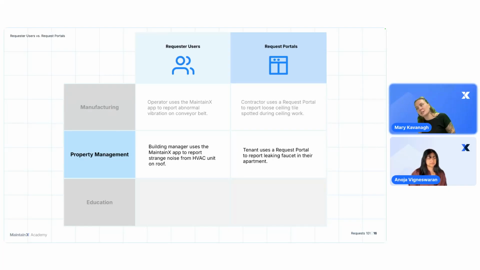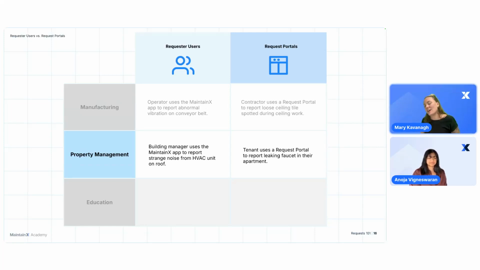Getting into property management, a little different here. A requester user, maybe your building manager, uses the MaintainX app to report a strange noise from the HVAC unit on your roof. You're going to want your building manager to have a little bit more information on what's going on and when they can expect something to be finished. Otherwise, you're going to get 6 follow-up calls.